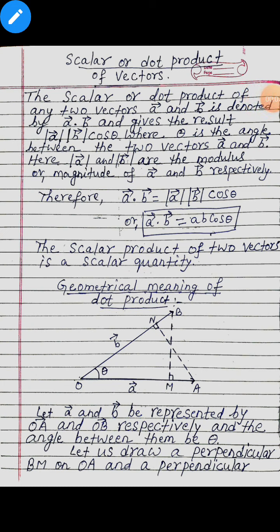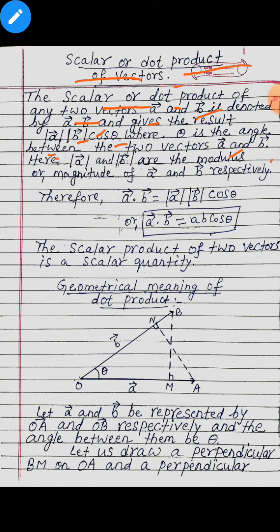Students, today we are going to study about a scalar or dot product of vectors. The scalar or dot product of any two vectors A and B is denoted by A vector dot B vector and gives the result mod of A vector, mod of B vector into cos theta, where theta is the angle between the two vectors A and B vector.